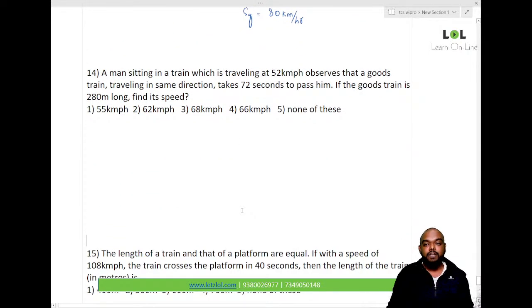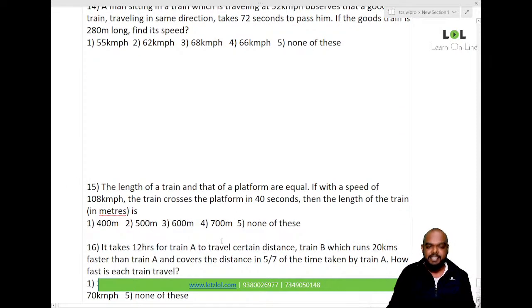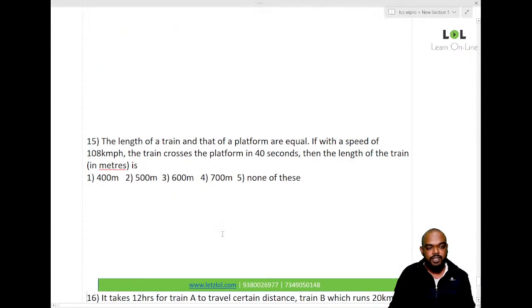Now, coming to the 14th question, what do we have? A man sitting in a train. Okay, I'll leave this question for you. Exactly the same question, but in the same direction. I'll leave it for you. Let us go to the 15th question.